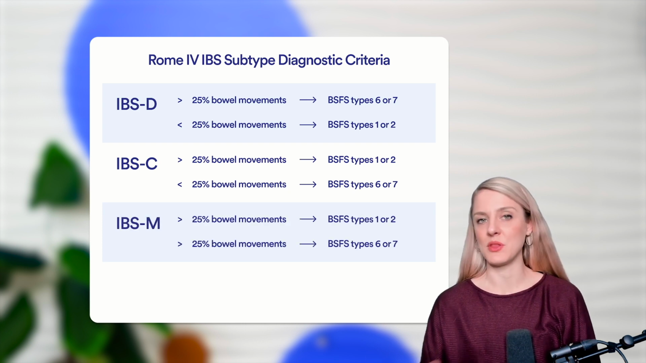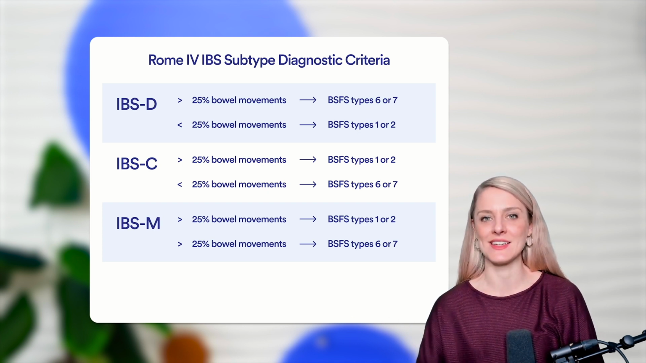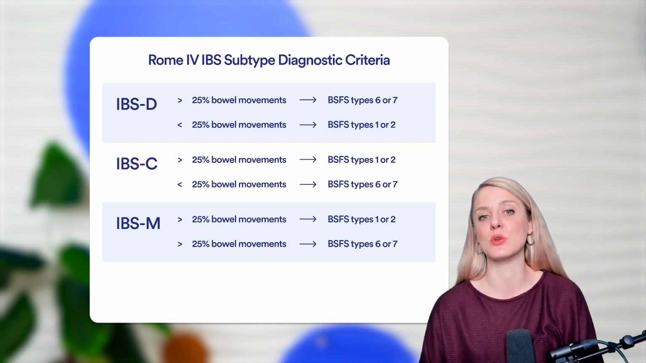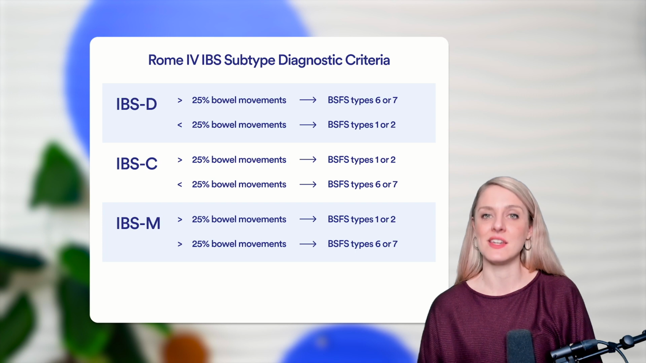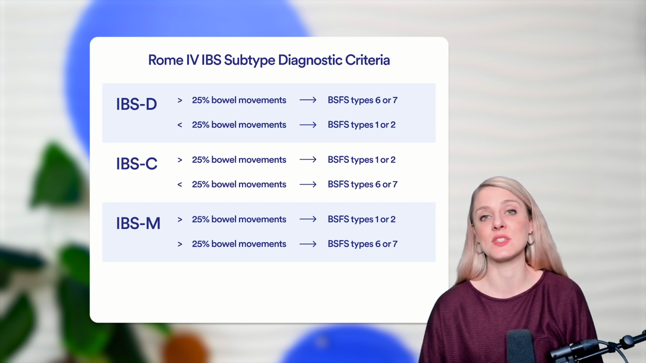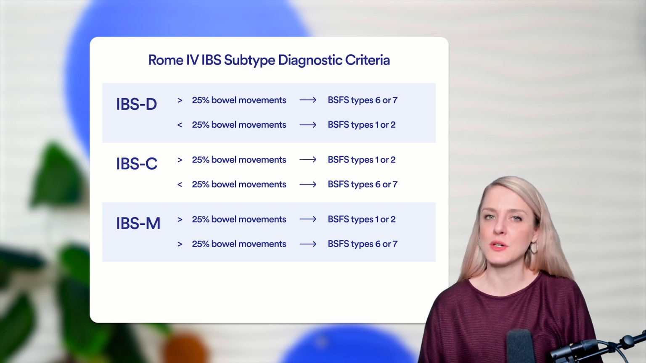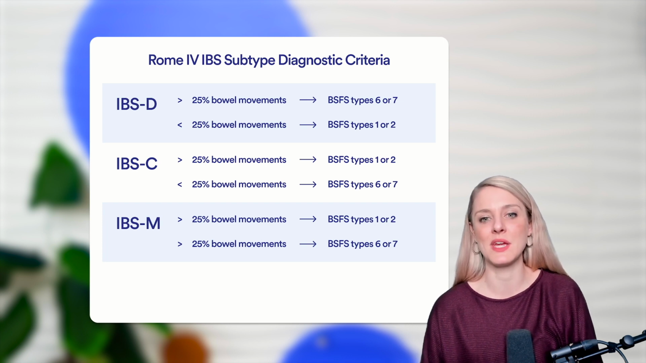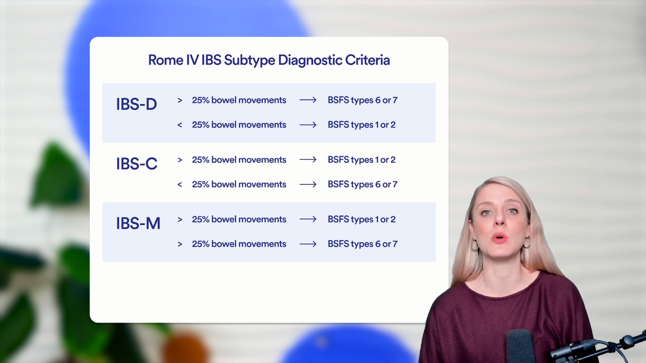Now, for IBS-M, people with mixed bowel habits, these are the folks that kind of have the worst of both worlds, both constipation and diarrhea. So the criteria to be diagnosed with IBS-M would be that you have to have greater than a quarter or 25% of bowel movements with a Bristol stool form scale of types 1 or 2 on days with abnormal bowel movements, and also greater than a quarter or 25% of bowel movements being Bristol stool form types 6 or 7 indicative of diarrhea. But alternatively, in clinical practice, a patient could report experiencing both diarrhea and constipation, and this might be used instead by your practitioner to diagnose you with IBS-M.